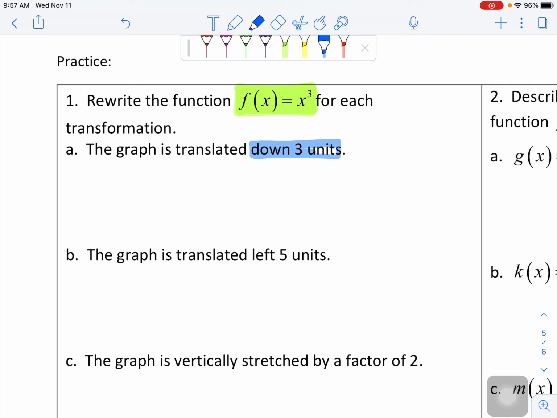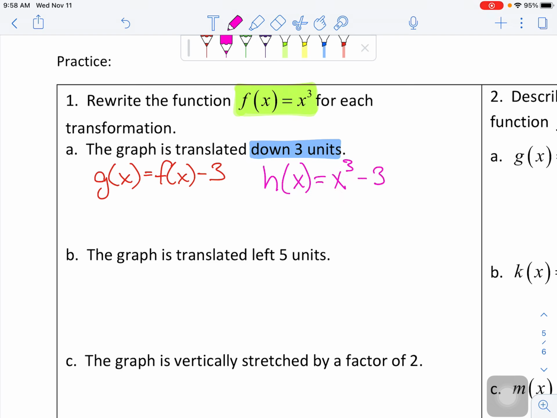So moving down is a vertical transformation, which means we are going to either say, okay, I'm going to rename the function, so I'll call it g of x, all right? And you can either say we're going to take f of x minus 3, that would translate it down 3 units, or if you want to use the power function, you would say, I'll call it a different name, so let's go h of x is equal to x cubed minus 3. Either one of those works, okay? So let's move on to part B here.